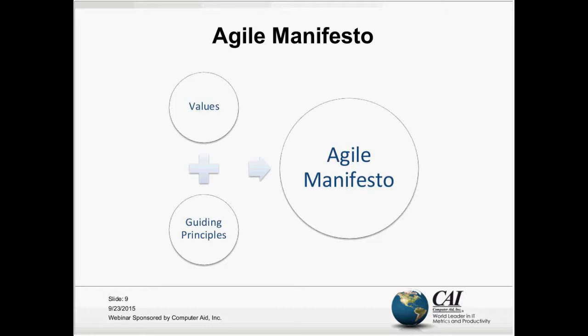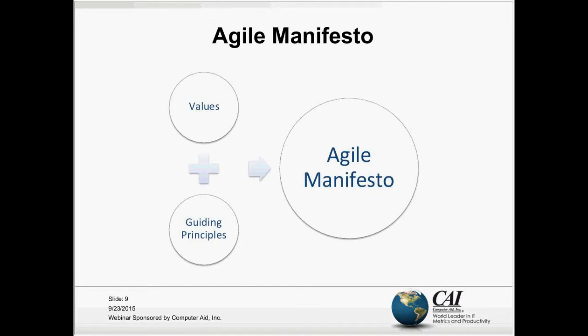And for those of you who are not familiar with the word manifesto, what it means is that it's a declaration of your intentions. So basically the Agile Manifesto is a declaration of what Agile is supposed to actually do and what it means and how you're supposed to function if you're claiming that you're going to be Agile. And it's values plus the guiding principles. And I'll get to that in a few minutes.